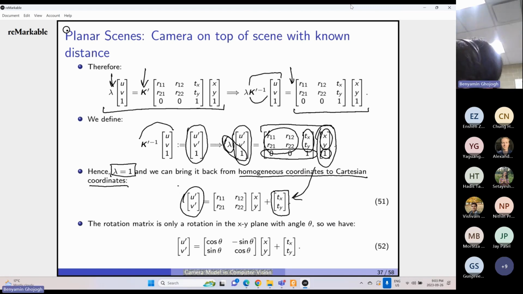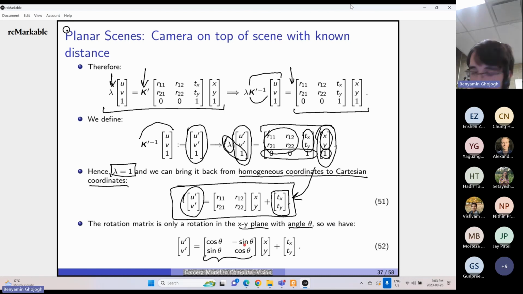What is this? It's very interesting. We came completely from 3D to 2D. This became 2D. This is rotation and translation in 2D, right? Because our scene was planar. It reduced to a 2D affine transformation, only translation and rotation. And we know that in 2D in the XY plane, the rotation with angle theta is this: cosine theta, minus sine theta, sine theta, cosine theta, times XY, plus TX, TY.